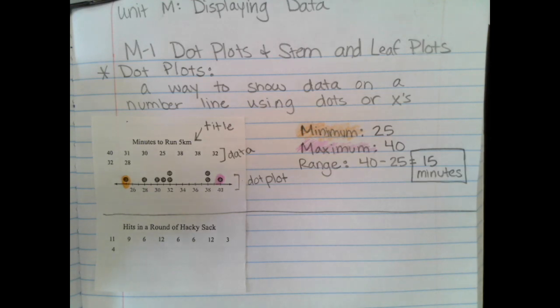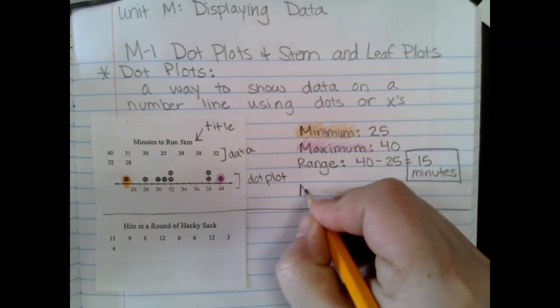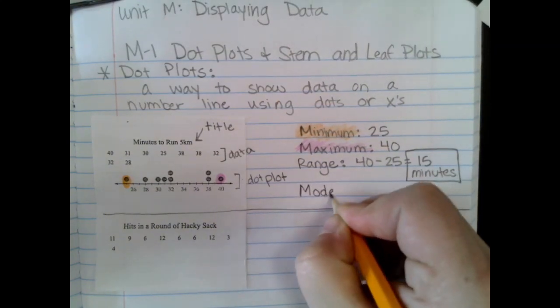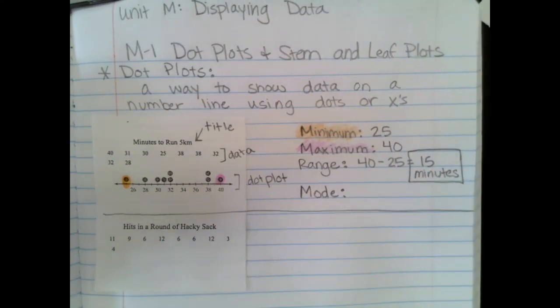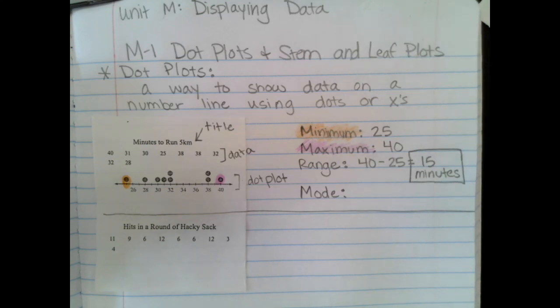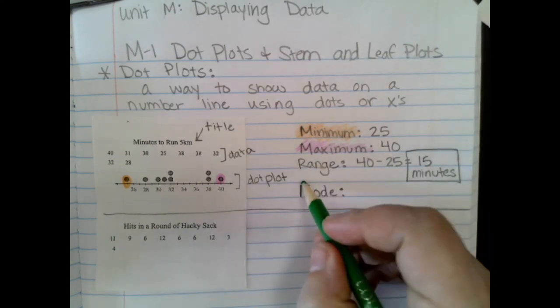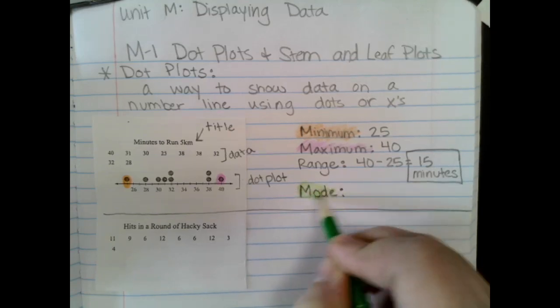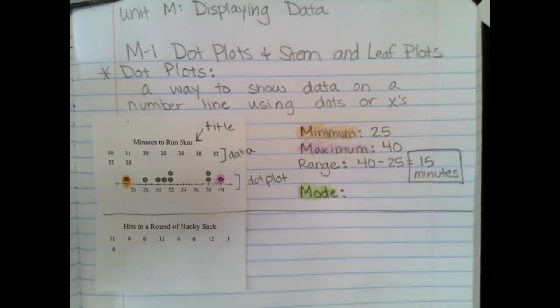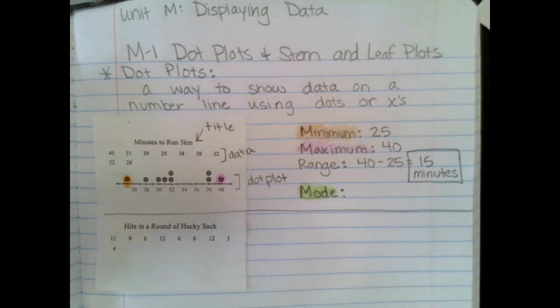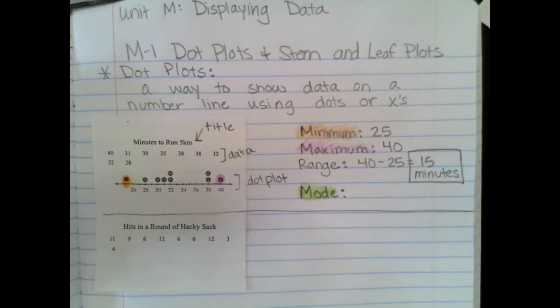Our last one that we're going to do here is the mode for this one. Mode means what again? Good, most often. And the dot plot is really good for that. Mode is a really amazing thing to use on our dot plot because it's easy to see which one is stacked up more. So which one has the most points at it?